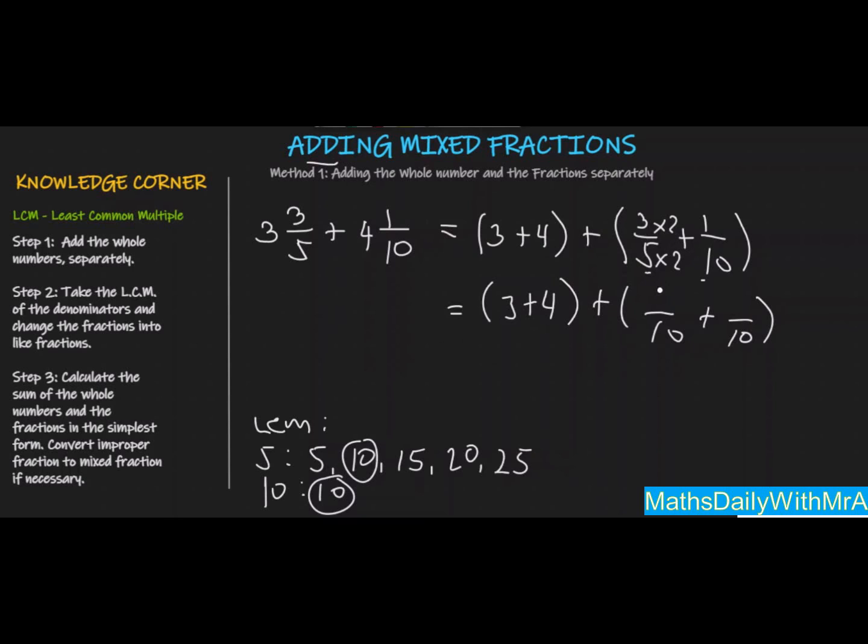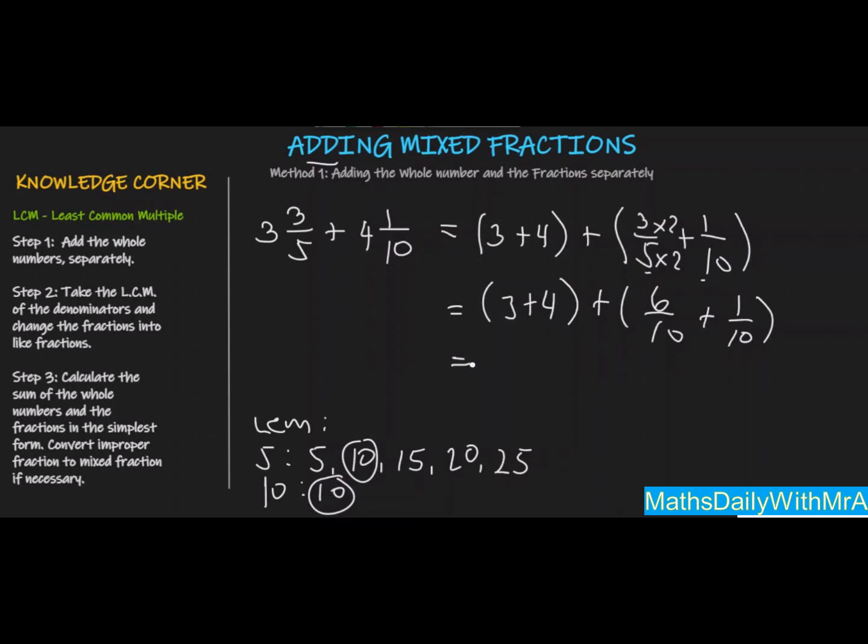3 times 2 is 6. The new numerator is 6. In the case of second fraction, 10 remains the same. So, the numerator also remains the same, which is 1. Now, since our given fractions are converted to like fractions, we can now proceed to step 3, which is calculate the sum of the whole numbers and the fractions in the simplest form. You can also convert the improper fractions to mixed fraction if necessary.